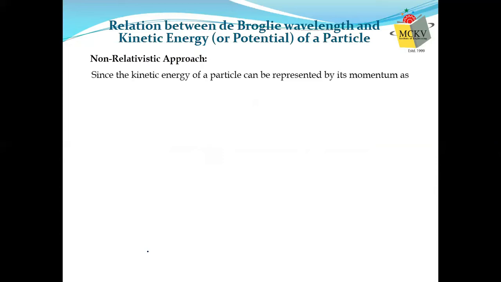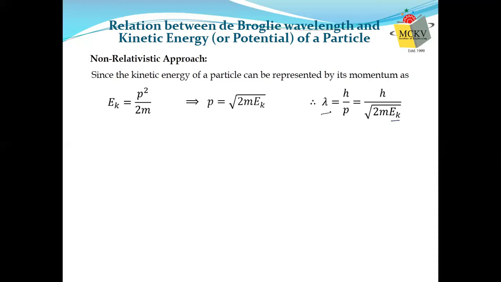If we assume the non-relativistic approach first, then the kinetic energy of the particle in motion can be represented by its momentum. Kinetic energy equals half mv square. In terms of momentum, kinetic energy can be written as p square by 2m. From that, p can be written as root over twice m Ek. Since from de Broglie hypothesis we know lambda equals h by p, we can replace p in terms of kinetic energy. So lambda will be h by root twice m Ek. So if we know the kinetic energy of the particle instead of its momentum, we can directly estimate the wavelength associated.